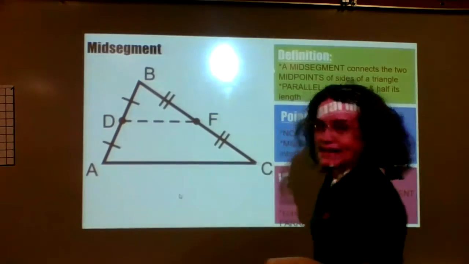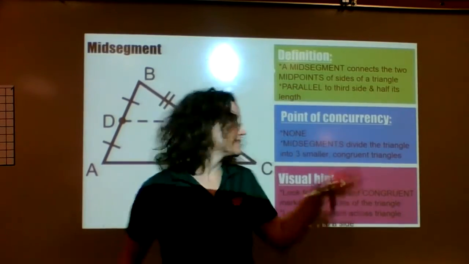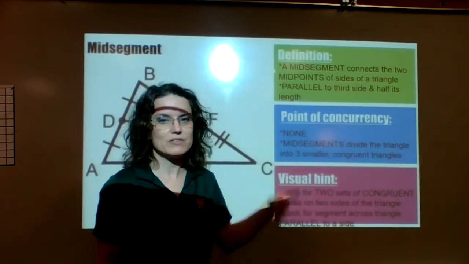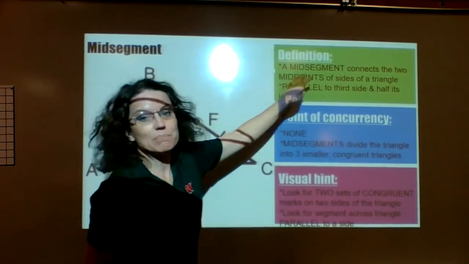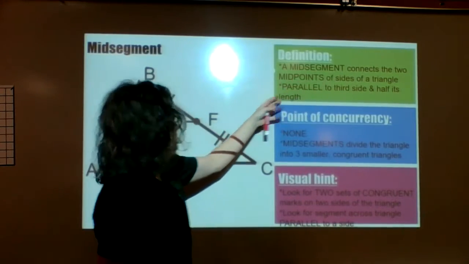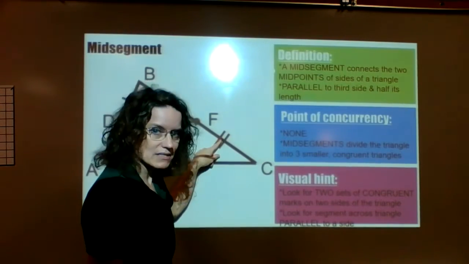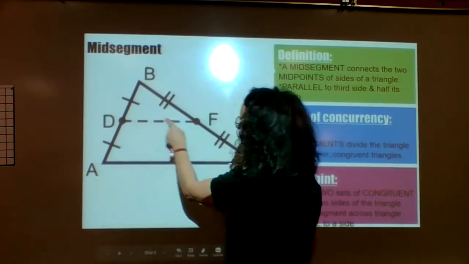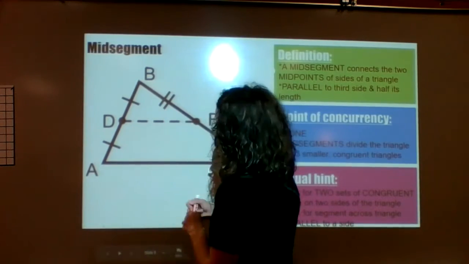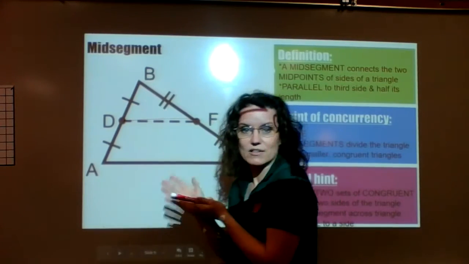Okay? Lastly, but definitely not leastly, we have a mid-segment. And once again, I forgot to make these pop up, so you get to see them all up in front. A mid-segment connects the midpoints of two sides of a triangle. Well, if it connects midpoints, that means this piece and this piece are congruent, and this piece and this piece are congruent, and I have connected them through somewhere inside the triangle.